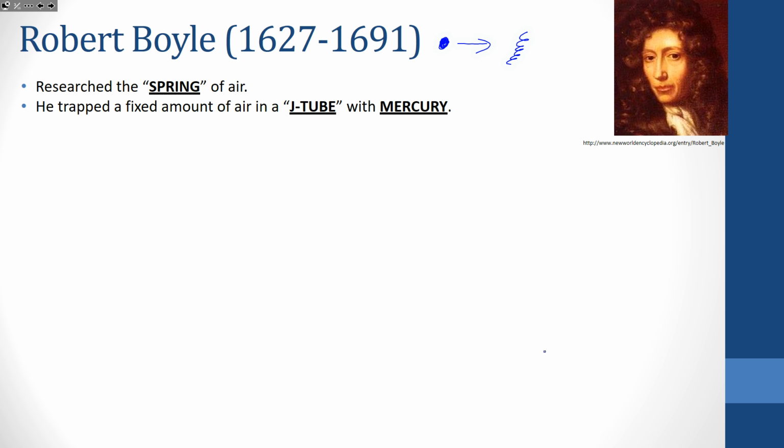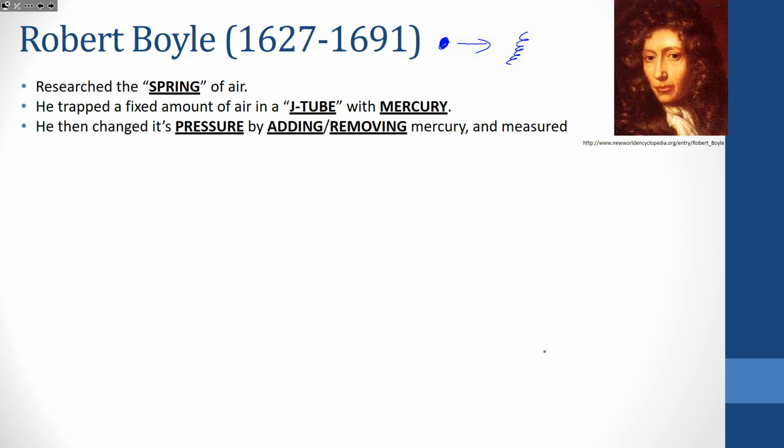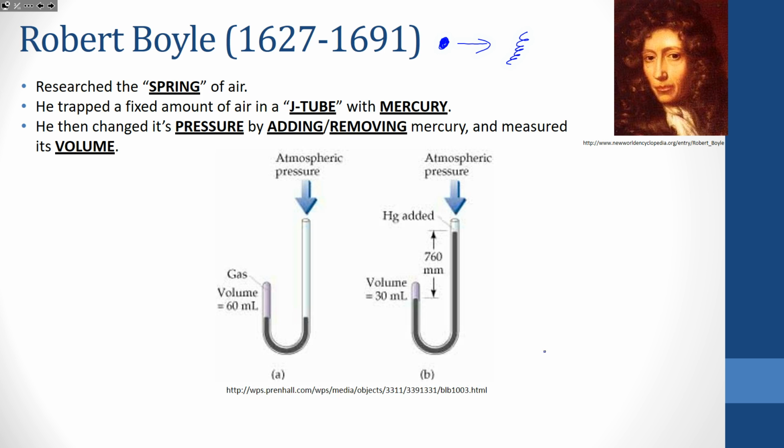What he did was trap a fixed amount of air in a J tube, and then he used mercury on the other side to trap that airspace. By adding or removing mercury, he could change the pressure on that trapped amount of air. The amount of air was stuck in there, so it was constant. He doesn't have to manipulate it with his hands, so the temperature is constant. But he can change the pressure and see how it affects the volume of the gas in the airspace. That's basically what he did.